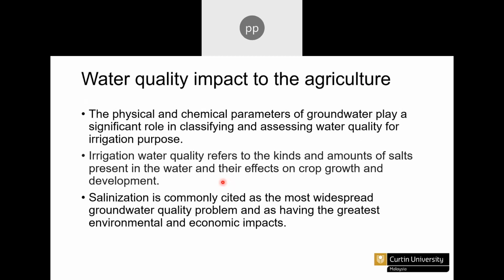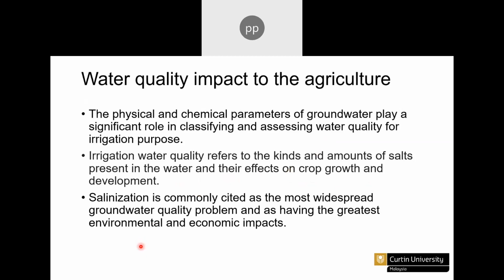Okay, so basically the physical and chemical properties of groundwater play a significant role in classifying and assessing water quality for irrigation purposes. Irrigation water quality refers to the kind and amount of salts present in the water and their effects on crop growth and development. As I mentioned, salinization is one of the key factors that affect crop yield or crop growth, because this is one of the most widespread groundwater quality problems and has the greatest environmental and economic impact.